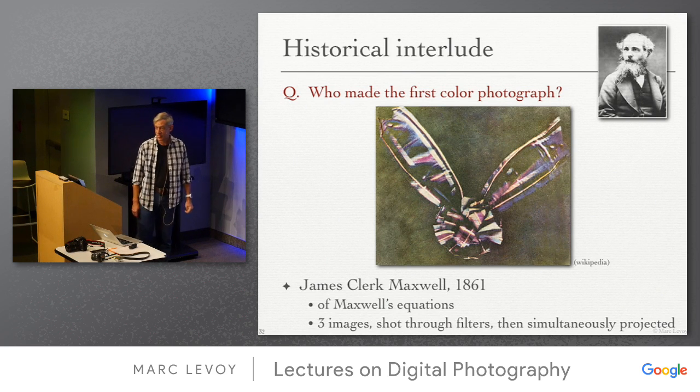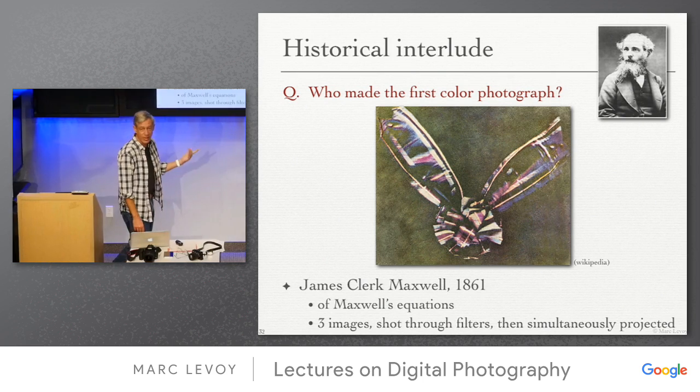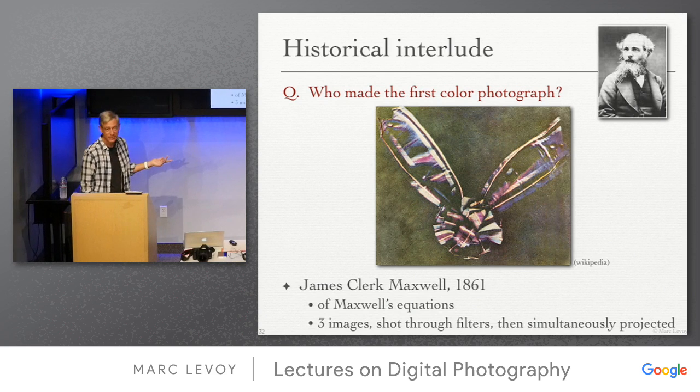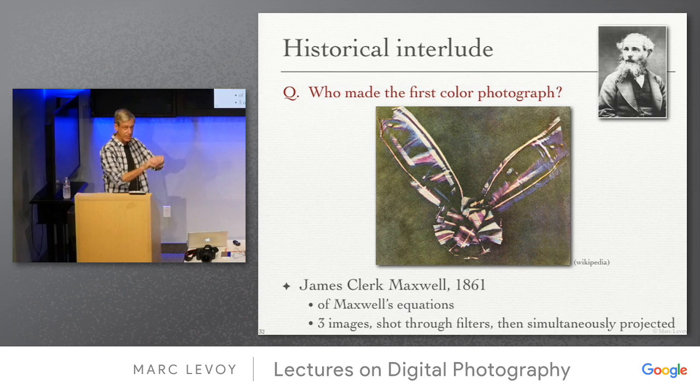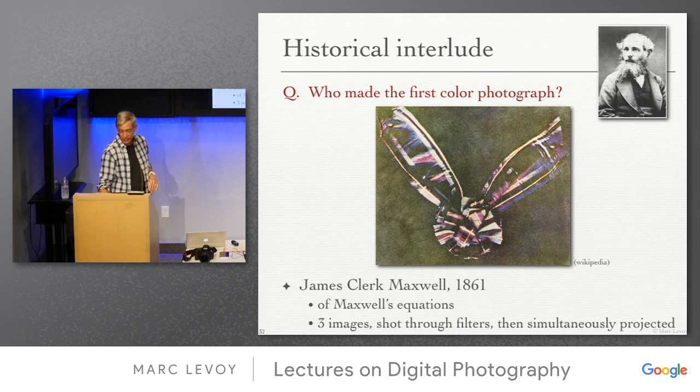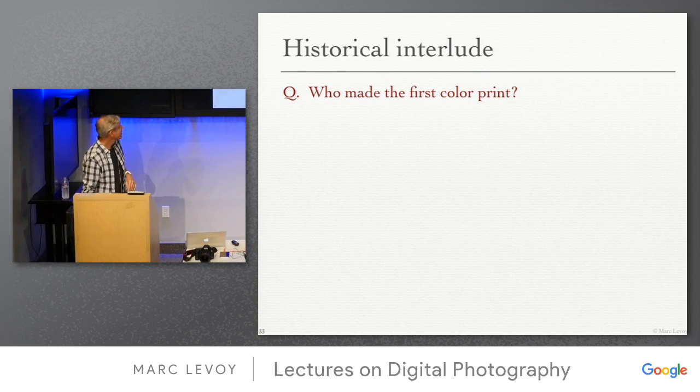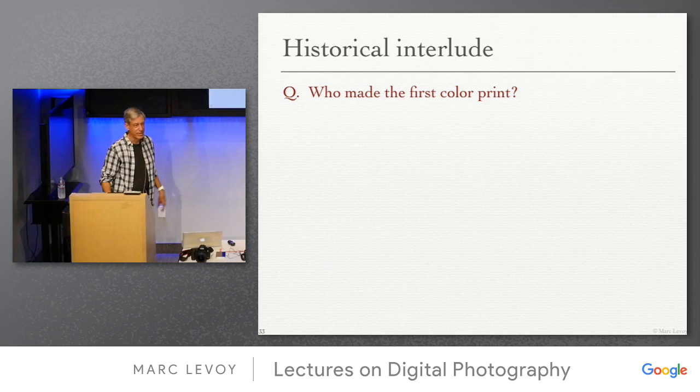He actually did the first experiments on color matching, so I'll come back and talk about him when we talk about color theory. All around smart guy. He shot 3 images through filters and then simultaneously projected them so you could see a color image. All right? What is that? It's a ribbon, some kind of Christmassy ribbon, I guess.